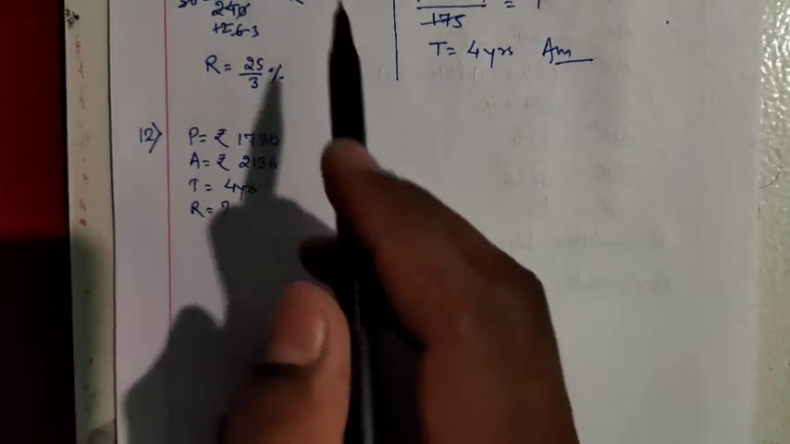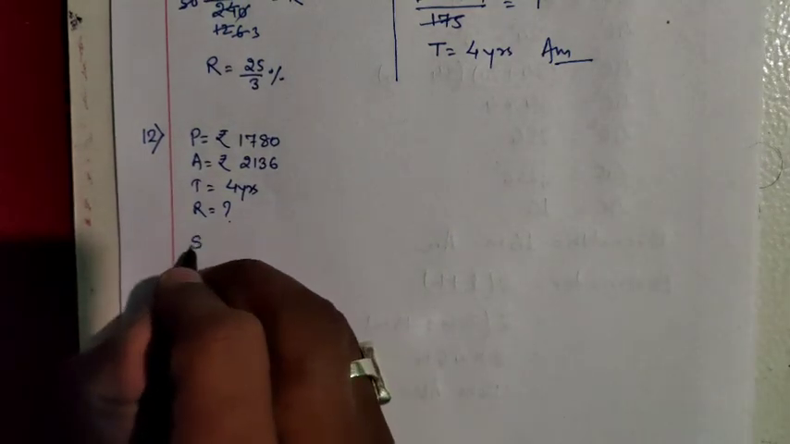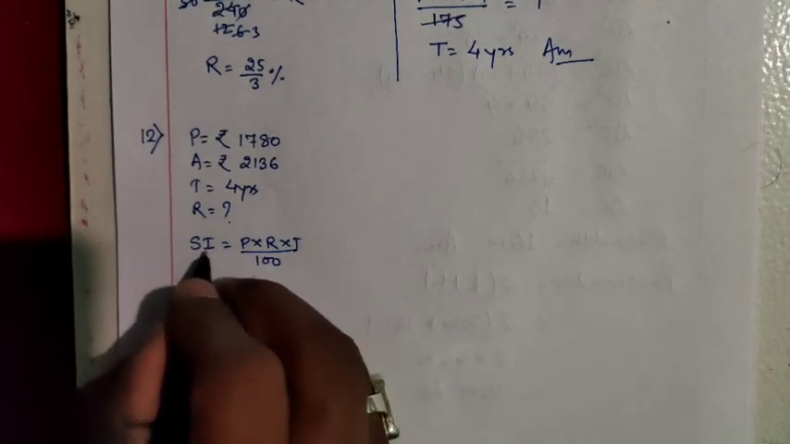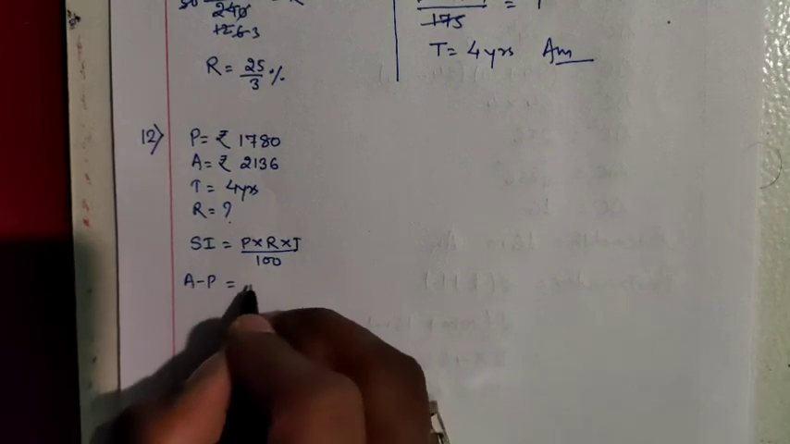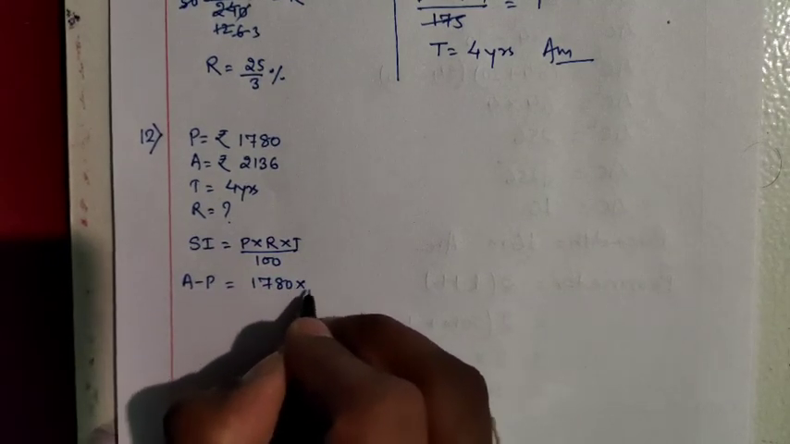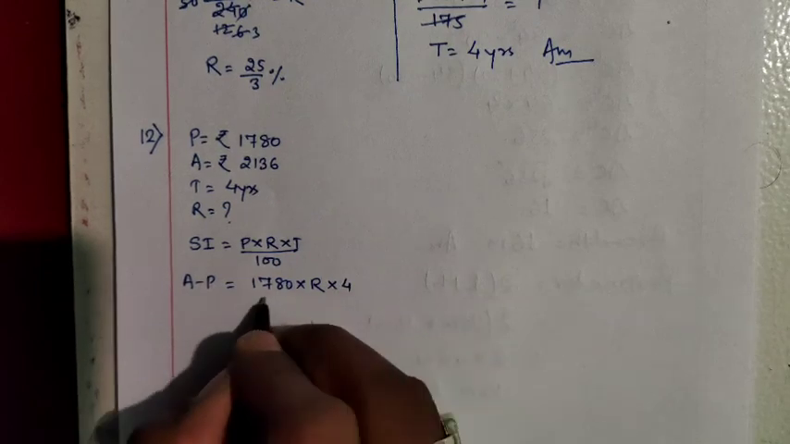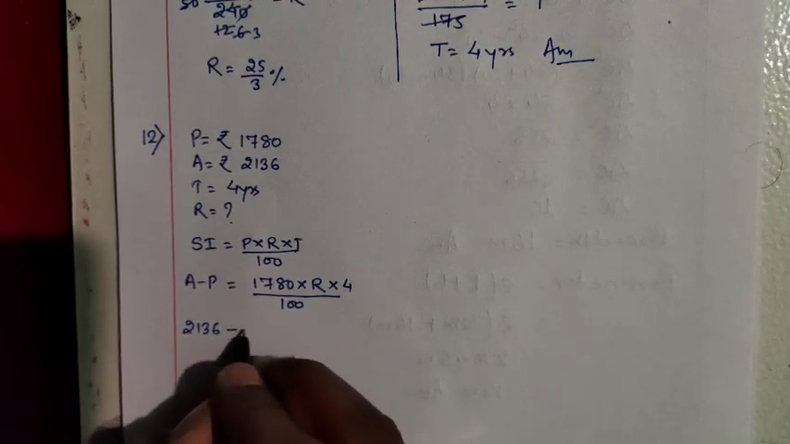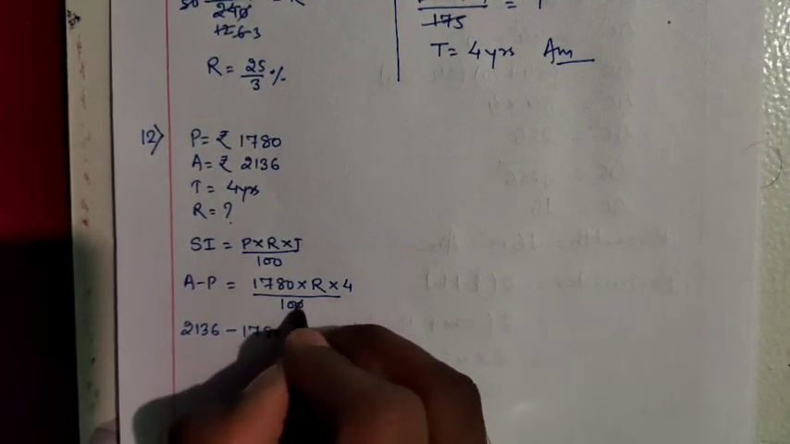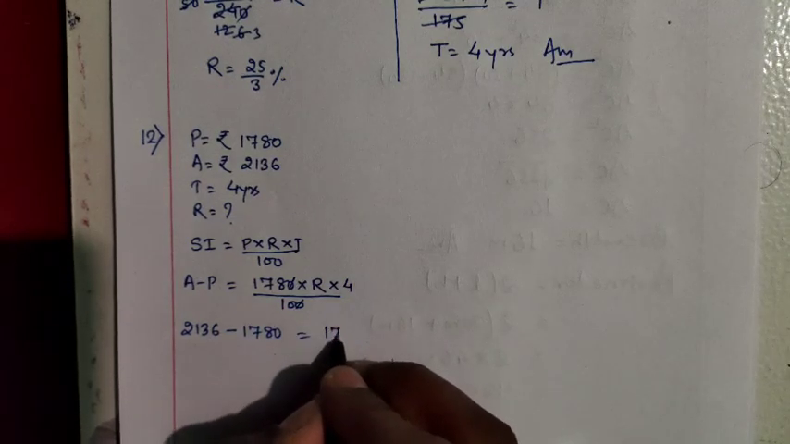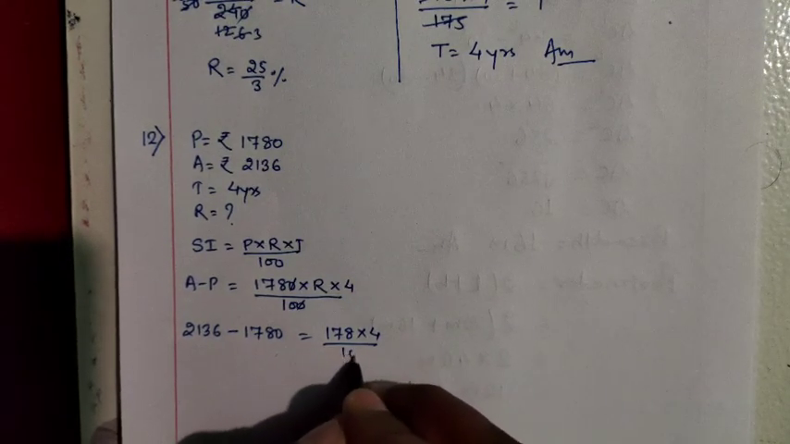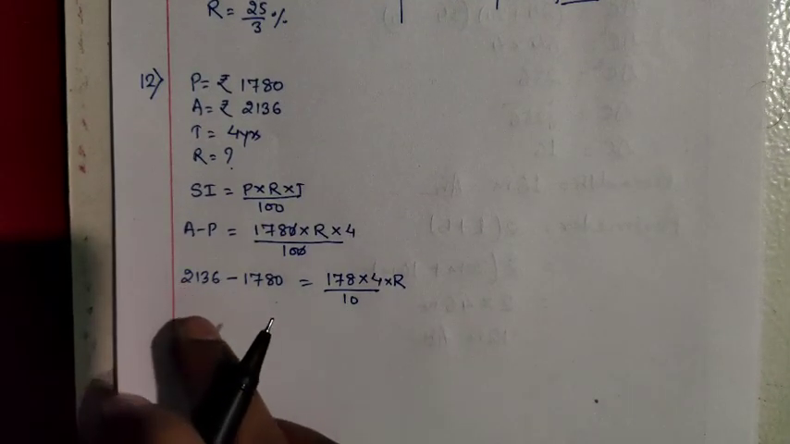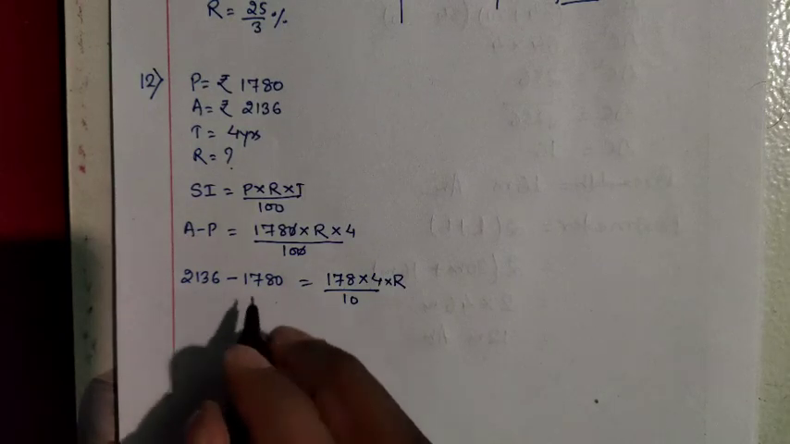R is equal to what? So it is a similar question to question number 9. We will write SI is equal to P into R into T by 100. In place of SI we can write amount minus principal is equal to principal 1780 into rate, which we don't know, into time, which is given, 4 by 100. Here in place of amount we will write 2136 minus principal 1780 is equal to, this 0, it will be 178 into 4 by 10 into R. This we will not reduce, because when it goes this side it will be in fraction and it can be reduced later on. Now we will subtract here.